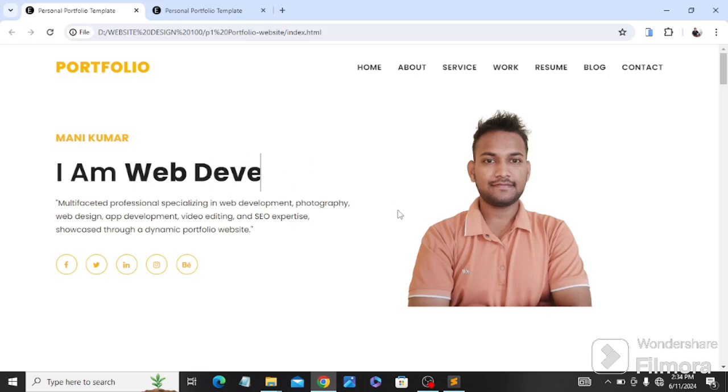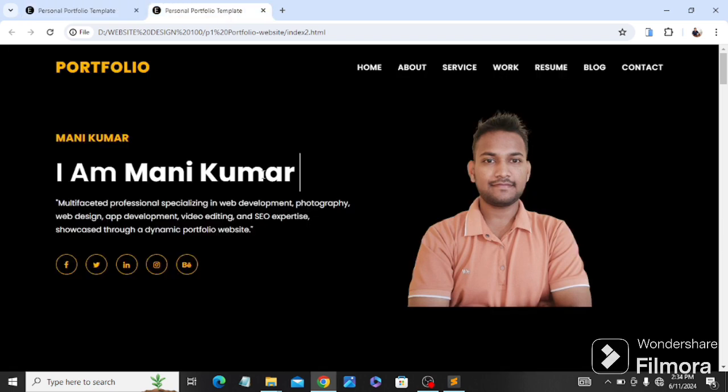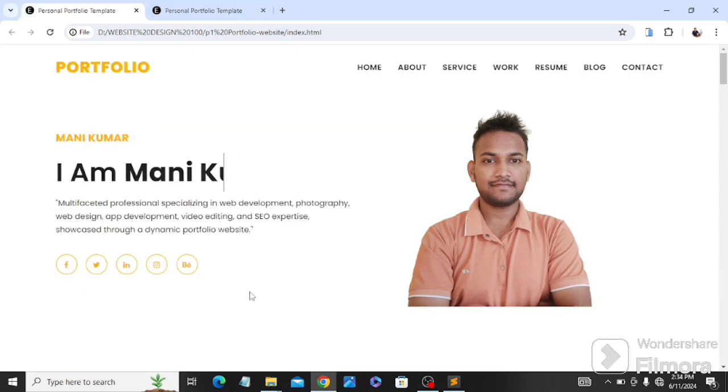In this video, we are going to explain the portfolio that we have created. There are two portfolios: the first one is in dark mode, the second one is in light mode. This is the light mode portfolio, and it is totally responsive. You can use it and edit it according to your requirements.